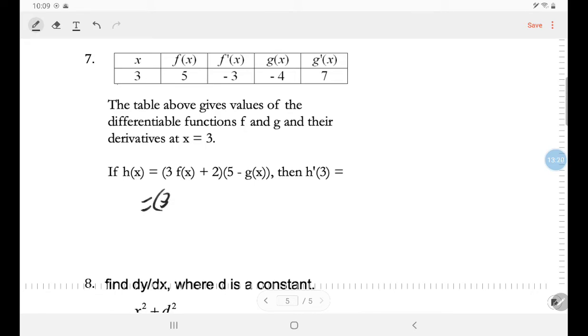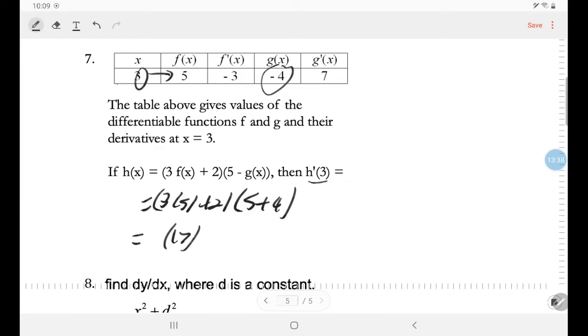3, and again, we're finding at 3, which is here, so I'm just going to plug in values. So f of x at 3 is 5 plus 2 times 5 minus g of x is negative 4, which is plus 4, which makes 15. That makes 17 times 9, and you say that's a 3. The answer is 153. No, that would still be h of x. This would basically be what is h of 3. This would be finding a y coordinate. That's not what I'm asking you for.